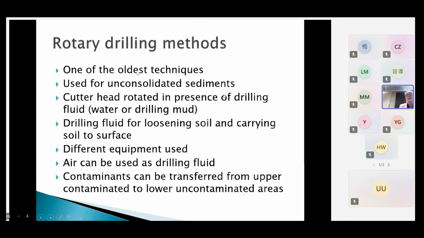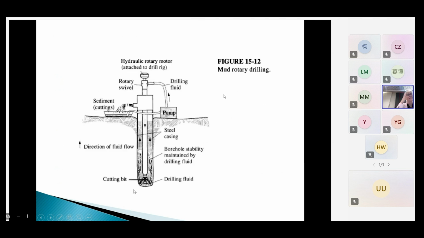So these rotary methods are very old, used for a long period of time, used for unconsolidated sediments and soils and so on. And so you need a bit of a drilling fluid, obviously, to help loosen it up. And you could use air as well to do this drilling. So just make sure that you don't do any cross-contamination when you're doing this type of thing. This is like a mud rotary drilling apparatus.